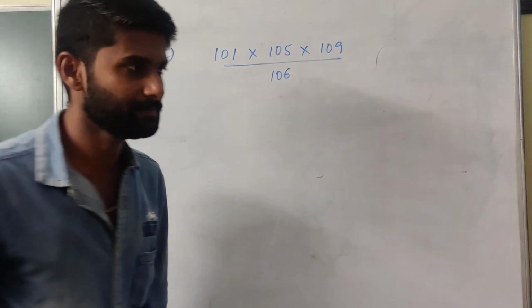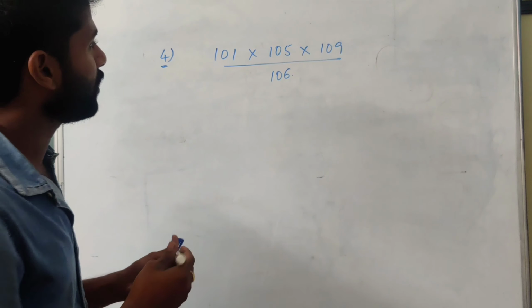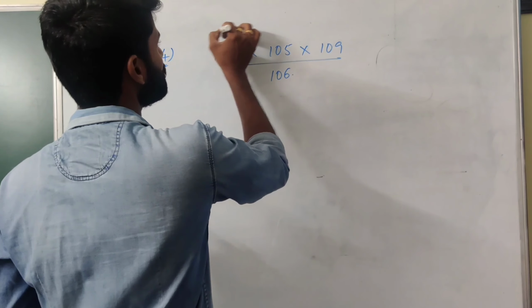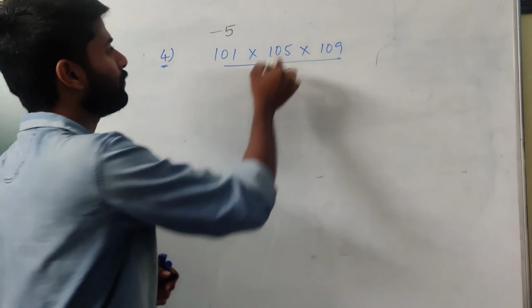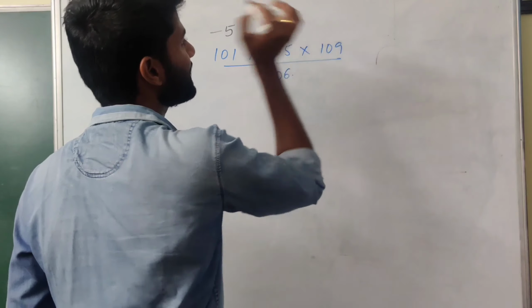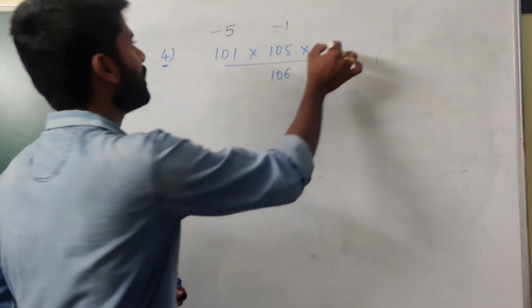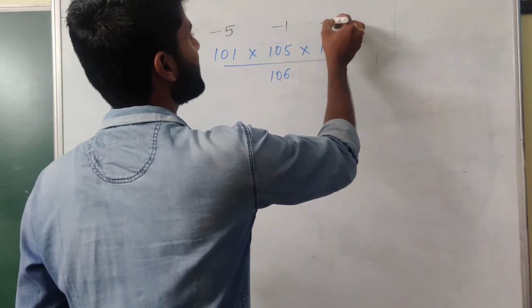What is the remainder? So go with the direct calculation. 101 divisible by 106, I just go with minus 5 as the remainder, since 101 is the larger value. And 105 divisible by 106, again the remainder is minus 1. If 109 divisible by 106, the remainder is plus 3.